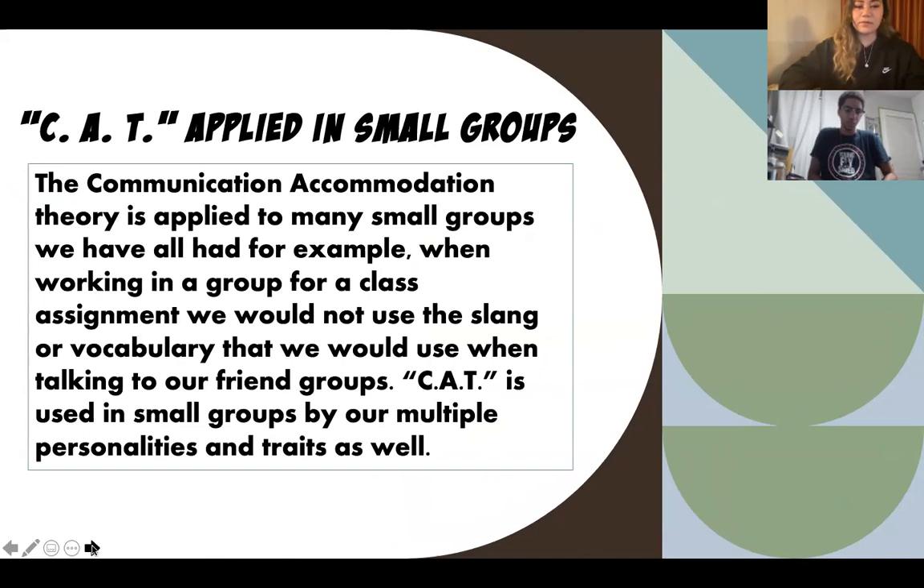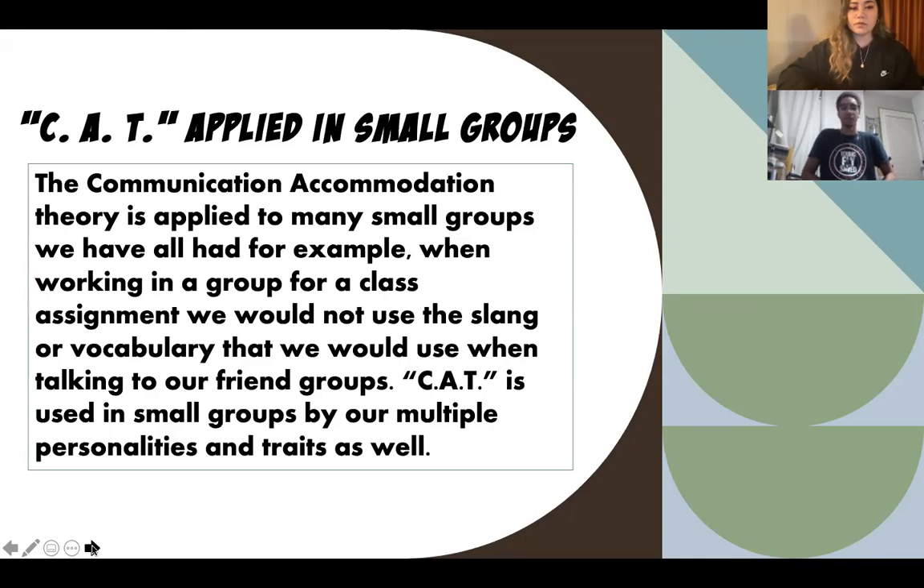So the communication accommodation theory can be applied in small groups, as we are doing now in this class. As we have all had, for example, when working in a group for a class assignment, we would not use the slang or vocabulary that we would use when talking to our friend groups because it was deemed unprofessional within the setting, especially in a classroom when we were face to face. We all wanted to seem professional in front of each other because we wanted to prove to each other that we could work cohesively, especially to the professor as well.